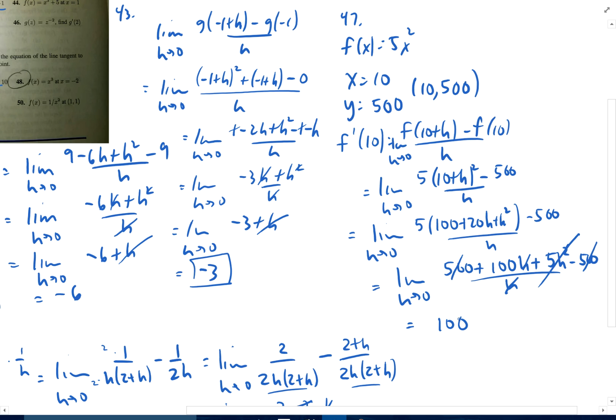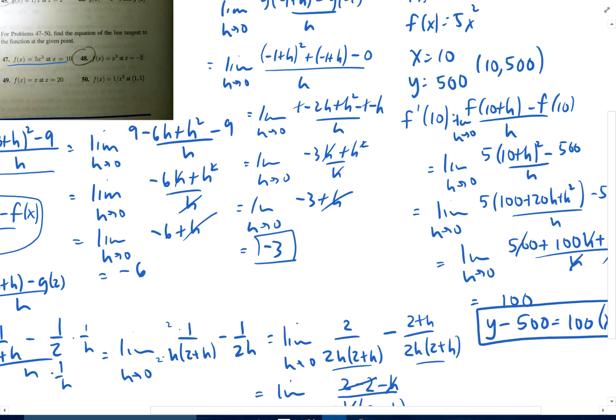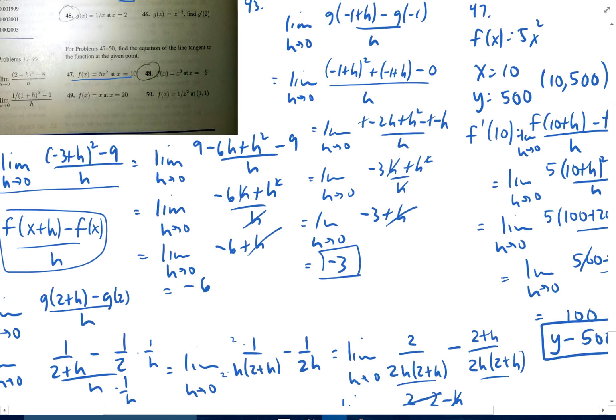Does that make sense? So then the equation of my tangent line is y minus 500 equals 100 times x minus 10. And you can leave it like that. You don't have to write it in mx plus b form. Ooh, there's a lot of work right there. And then 48. Holy smokes, who's asking you to do all these?